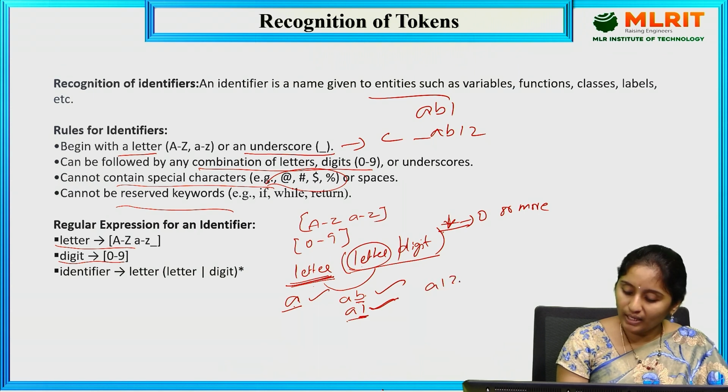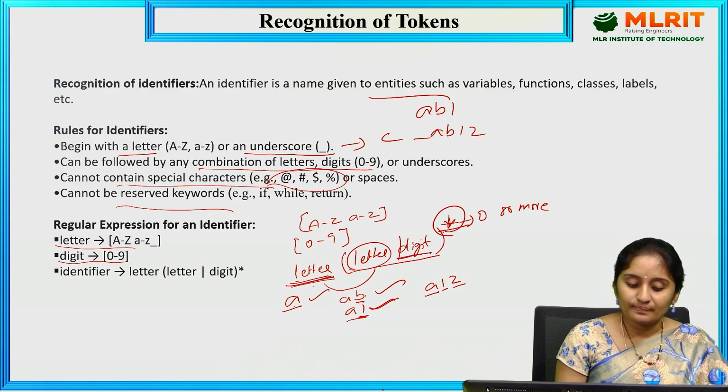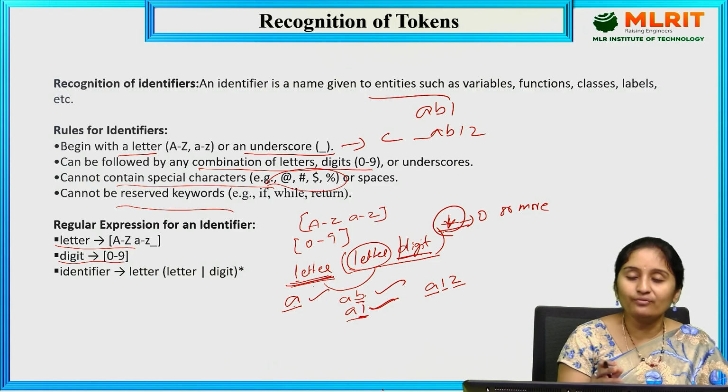I can have A12. Is it accepted? Yes. The first letter is A, a letter, so it is accepted. Next 1 is there, which is a digit, so a digit is accepted. The next again I have 2, which is also a digit. So this star points to zero or more occurrences. So this is recognition of identifiers.